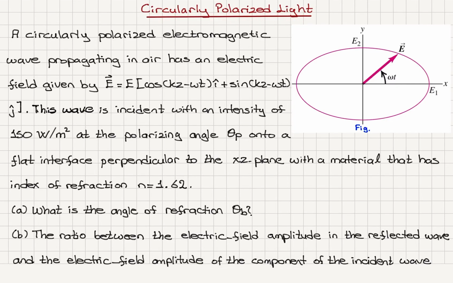Circularly polarized light. A circularly polarized electromagnetic wave propagating in air has an electric field given by E cosine(kz minus omega t) i hat plus sine(kz minus omega t) j hat. This wave is incident with an intensity of 150 watts per meter squared at the polarizing angle theta p onto a flat interface perpendicular to the xz plane with a material that has index of refraction n equal to 1.62. Part A, what is the angle of refraction?